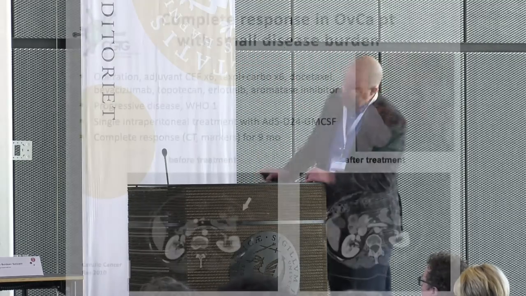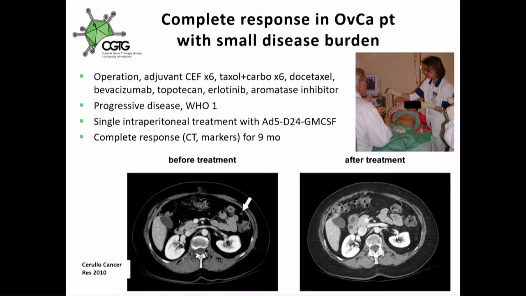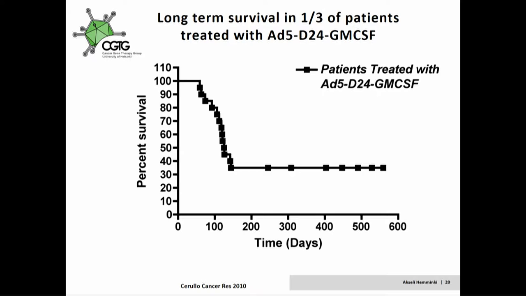So here's one patient who was treated with this approach. It's an ovarian cancer patient who had very low disease burden, actually. But the only measurable disease then disappeared as a result of treatment. So that was a complete response. And then when we collected some of this data for publication and reporting to FIMEA, this survival curve looked very unusual.